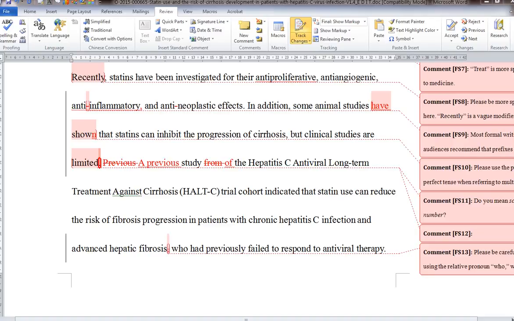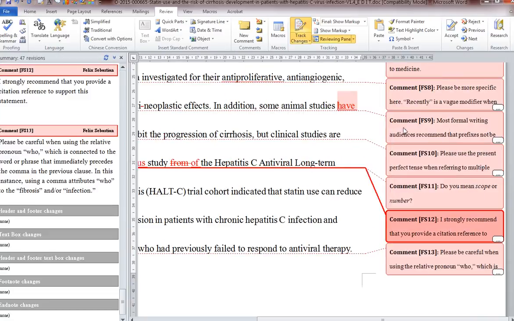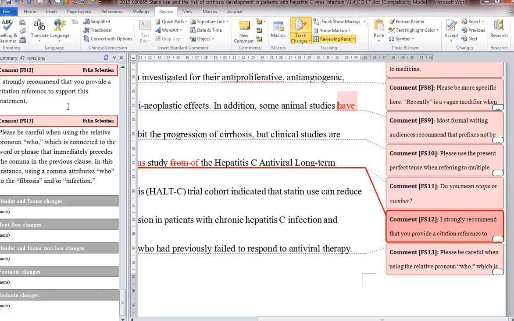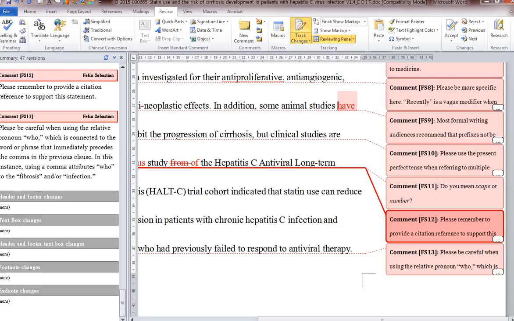Now, I have a standard comment I use. It's perhaps a bit strong, but I want the author to understand the gravity of the situation. I strongly recommend that you provide a citation reference to support this statement. I could reword this. Please remember to. Yeah, I think that's a little better. Makes the same point.